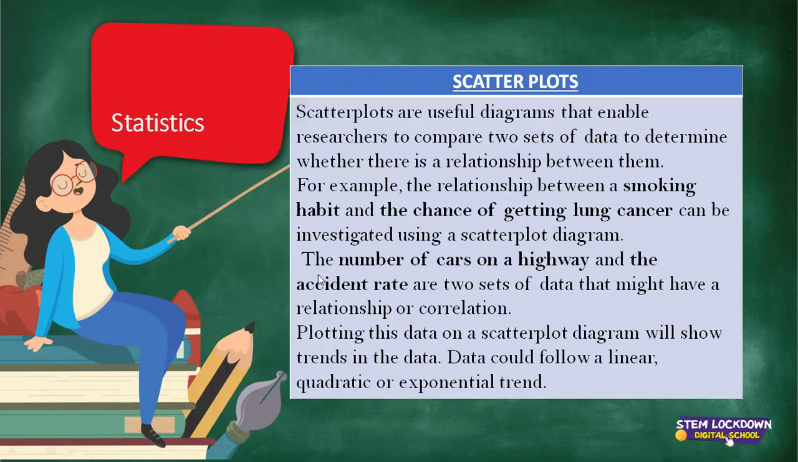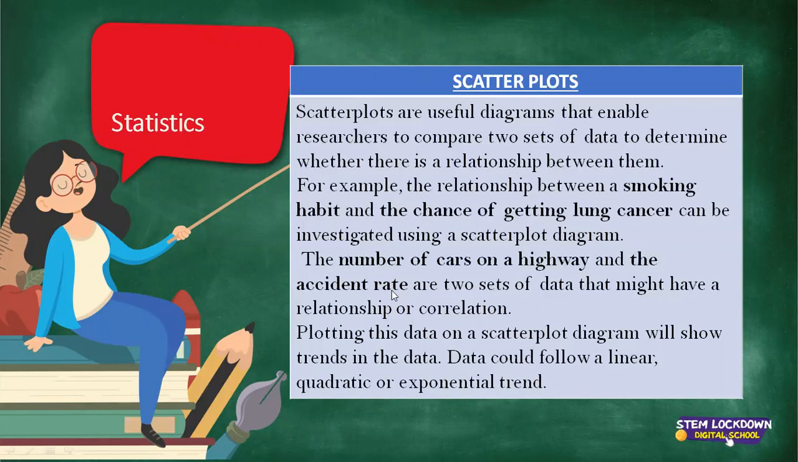Another example is the number of cars on the highway and the accident rate. Is there any relationship, any correlation between the number of cars on the highway and the rate of accidents? These are two sets of variables. We want to see if there is any relationship between them, any correlation between them. So with scatter plots, we can see if there's a relationship between these two sets of variables.